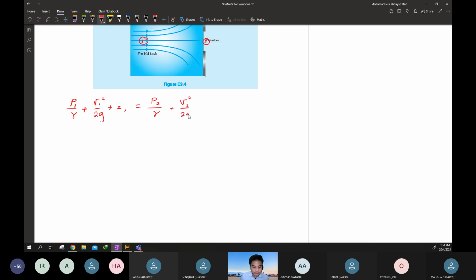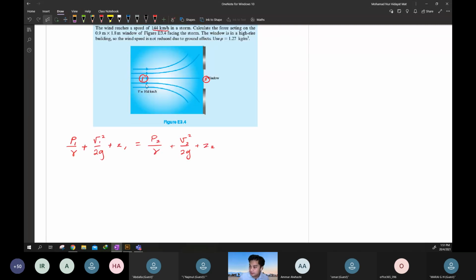From here, we need to establish what is the zero. The pressure at point 1 is exposed to the atmospheric pressure, which means it is equal to zero. So P1 equals zero, and Z1 equals Z2, the same elevation, so they cancel out. At point 2, what is the velocity when the wind hits the window? Zero, yes, it is at the stagnation point. So V2 equals zero.